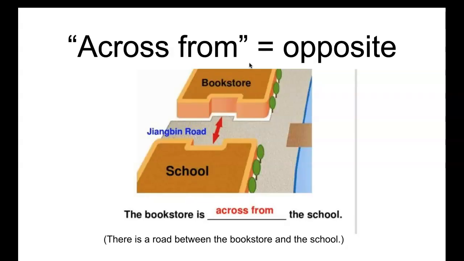Now let's talk about across from. This is also two words, the word across and the word from. Across from means opposite from. Look at the picture. Here is a road, Jangbin Road. Here is a bookstore. Here is a school. The bookstore is across from the school. There is a road between the bookstore and the school.